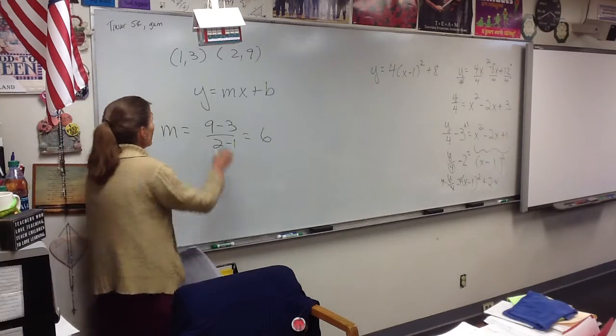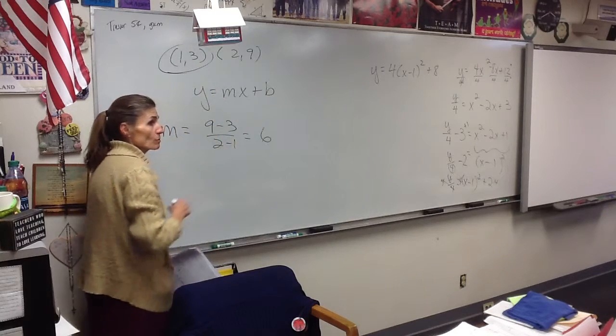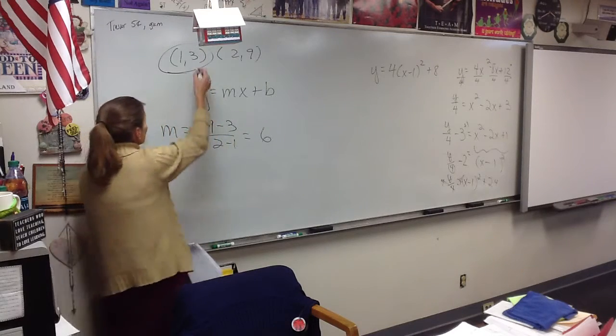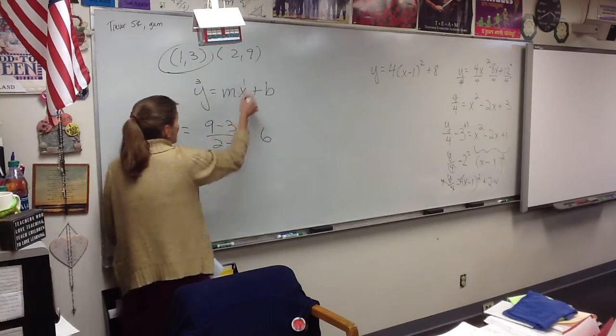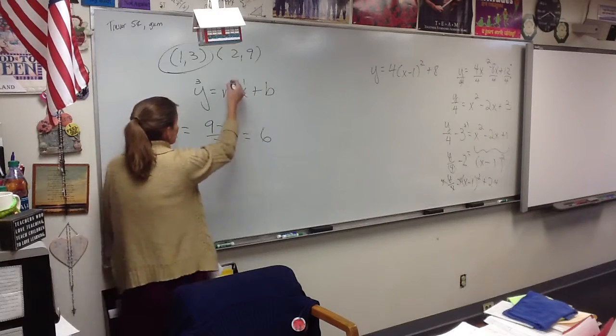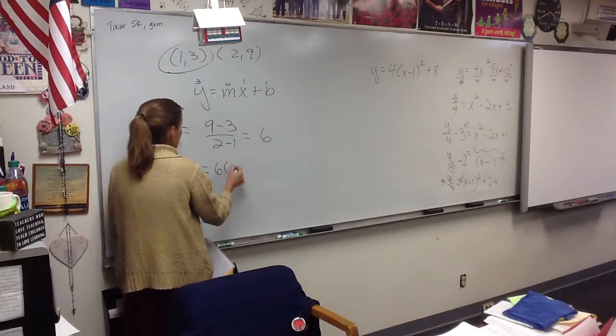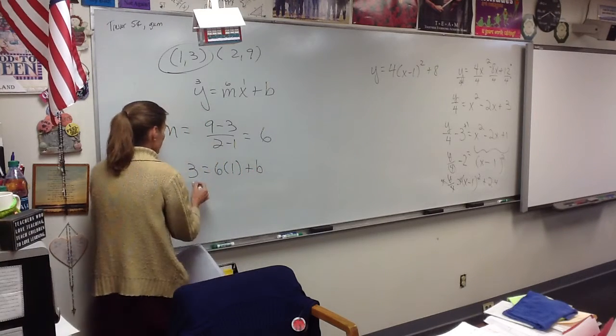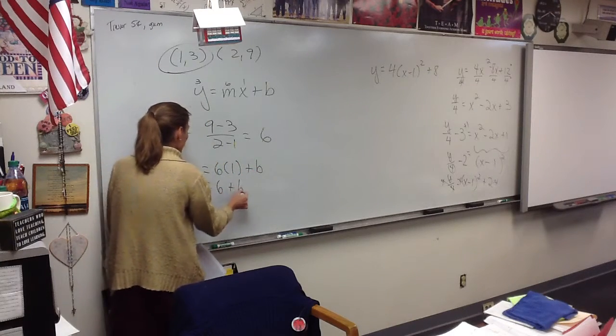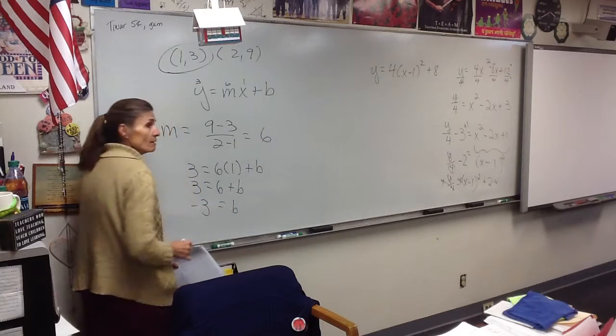Pick one of the points. I'll just use this one because the numbers are smaller. And I plug 3 in for y and 1 in for x, and 6 in for m, right? So 3 equals 6 times 1 plus b. B is negative 3.